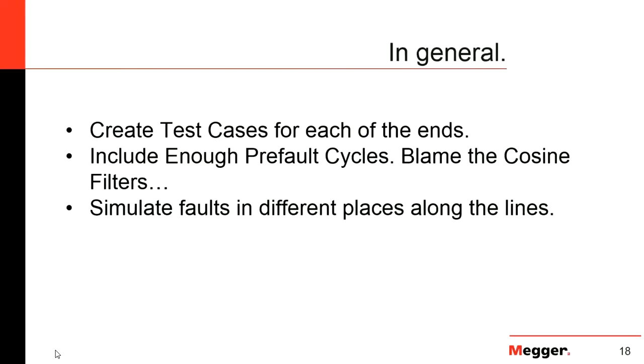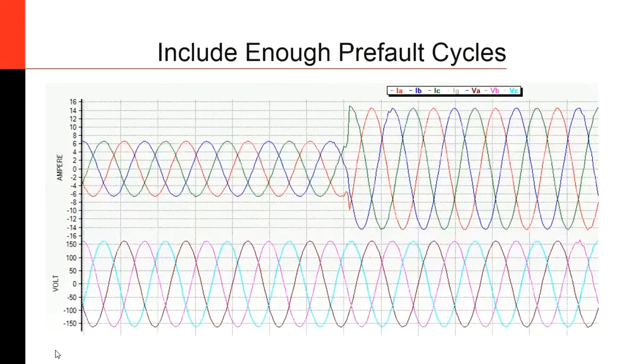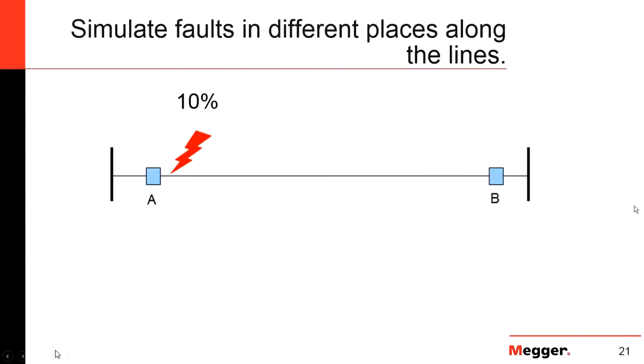Now, where was I? Okay, now simulate faults in different places along the lines. For the same reason that I said, even when you have a fault at 50% of the line, you need to actually create signals for relay A and relay B, because relay B is going to see a fault differently than relay A. Well, you need to make sure that you are protecting the line properly, and that relay B and relay A are acting together in a manner that allows for the protection of the line for different types of faults.